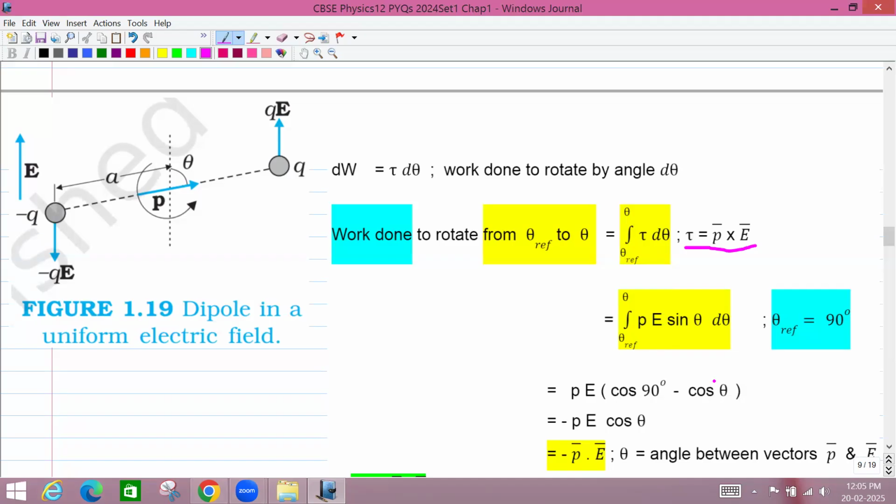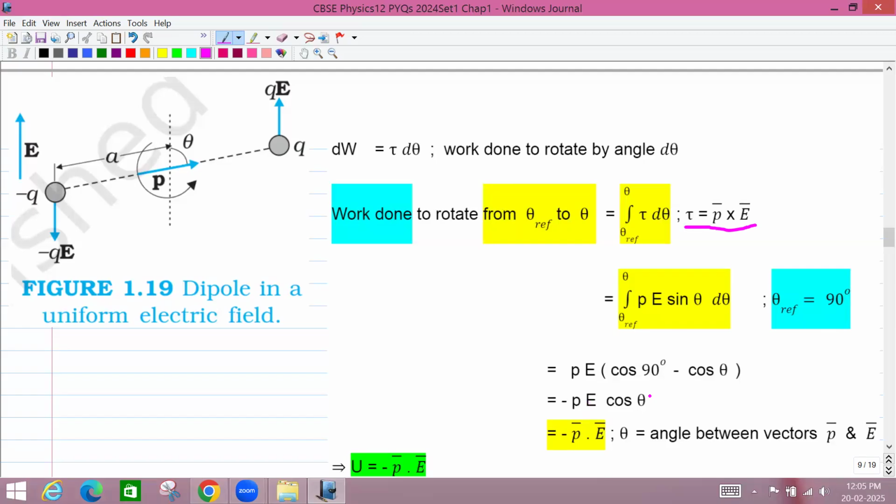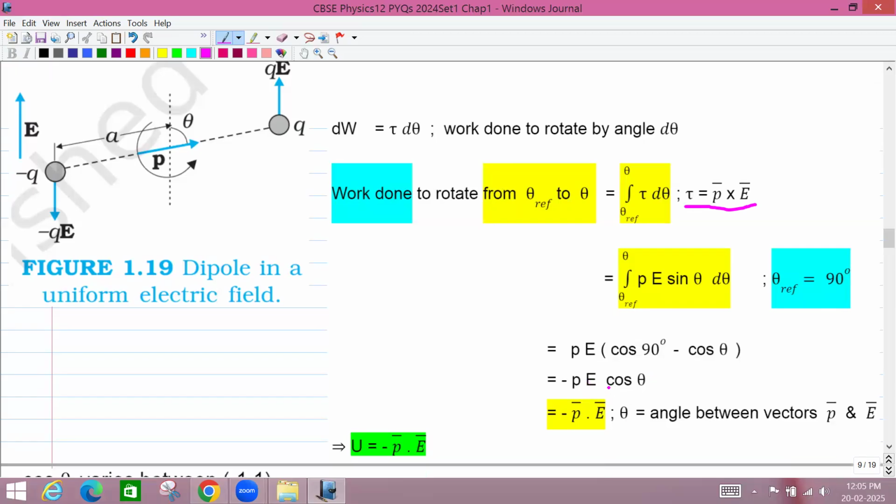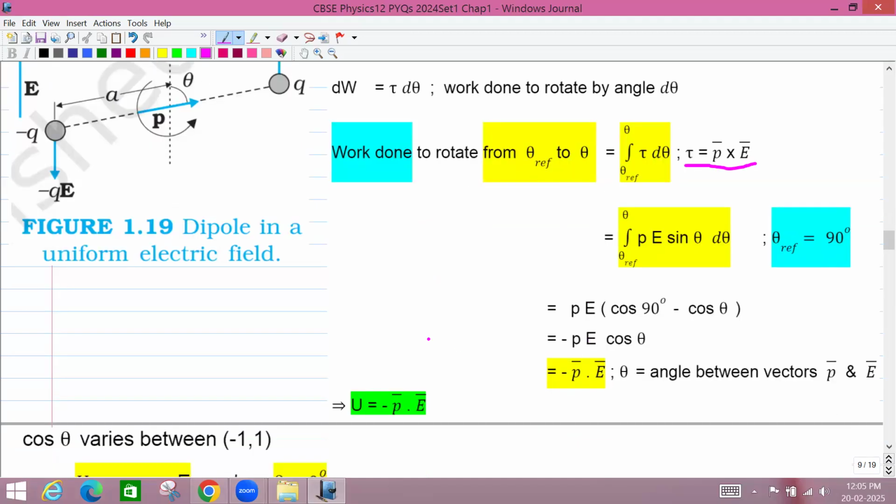Derivative of cos theta is minus sine theta. It's minus cos theta. And you have to put the limits and take the reference for theta as 90 degrees. We get cos 90 minus cos theta, so it will become minus P E cos theta. And this can be written in vector form as minus P dot E, where theta is angle between the two vectors P and E. So this is the work done to rotate from theta reference to theta. This will get stored as potential energy of this dipole. So expression of potential energy is minus P dot E.